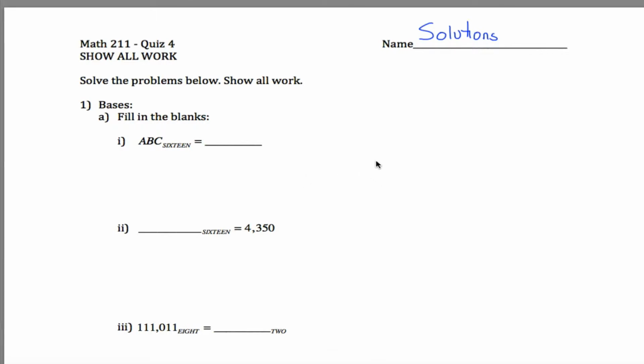Four solutions for Math 211. First problem has to do with numbers in different bases. You're asked to essentially fill in the blank. If you have this number ABC in base 16, what is that in base 10?